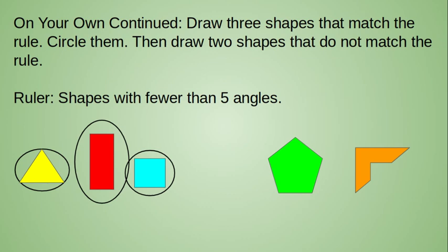All right, so I should have 3 shapes that match the rule, the shapes with fewer than 5 angles. I drew a triangle, a rectangle, and a quadrilateral and circled them all. And then my 2 shapes that do not match the rule are a pentagon, it has 5 angles, and a hexagon, it has 6 angles. Double check your drawings. If you need more time, push pause.